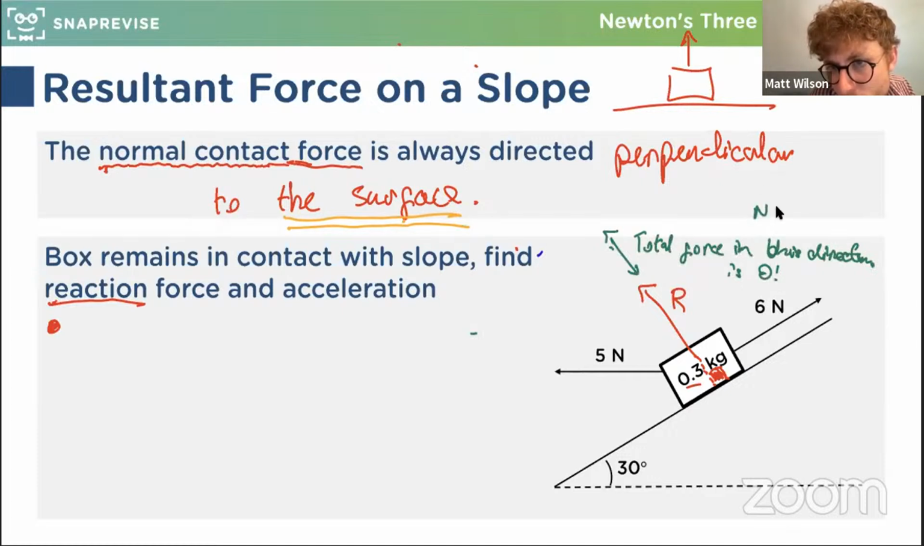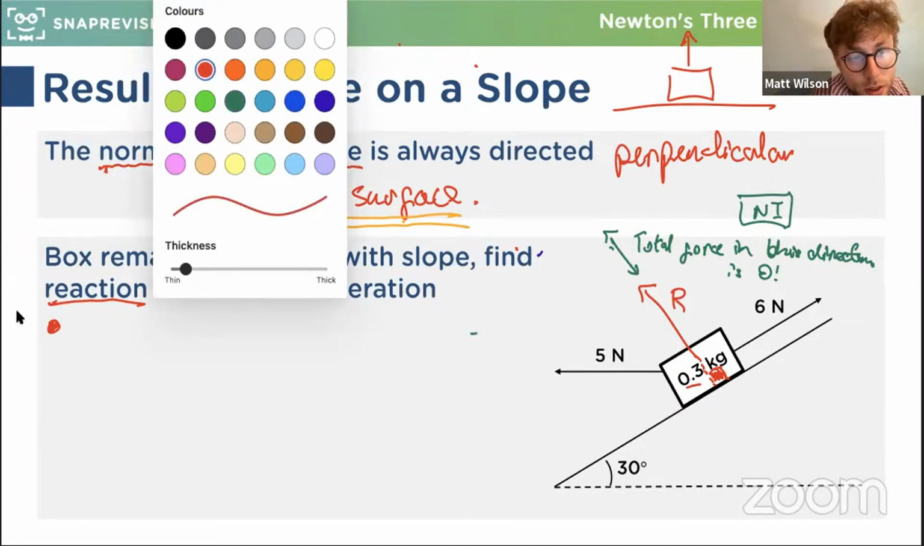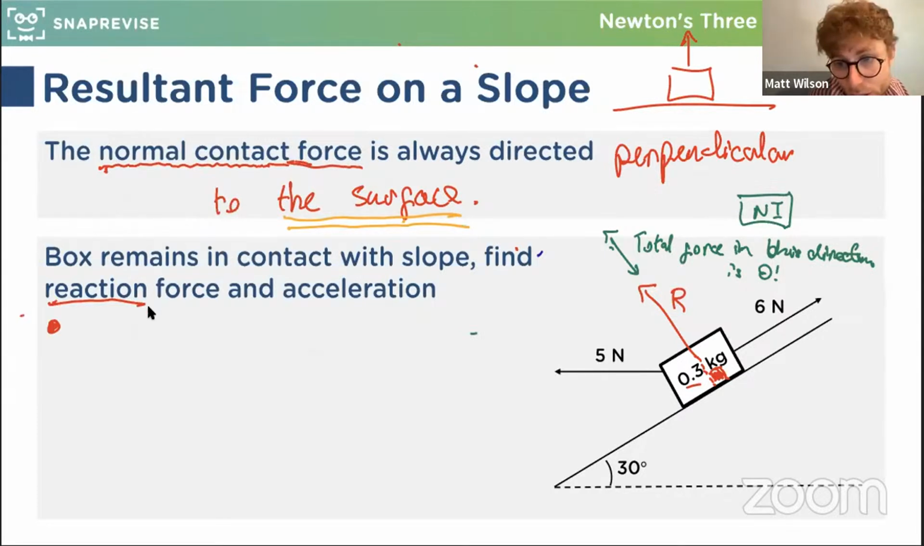Remember, Newton's first law told us that the velocity won't change unless there's a force. If the force is 0, the velocity won't change. The velocity of this block, perpendicular to the slope, is never changing because it can only move along the slope. It essentially doesn't move in the perpendicular direction. So we have an equation. The total force perpendicular to the slope is 0.